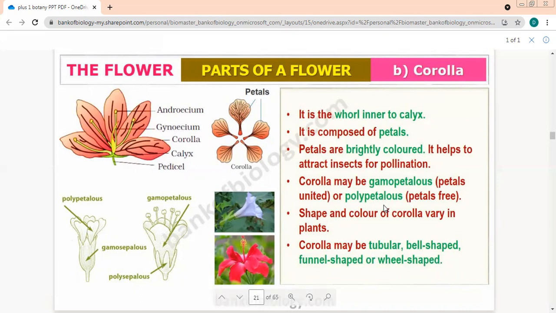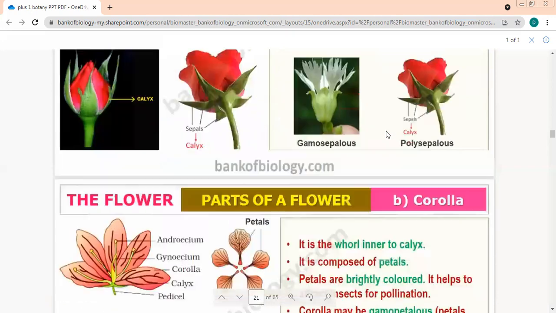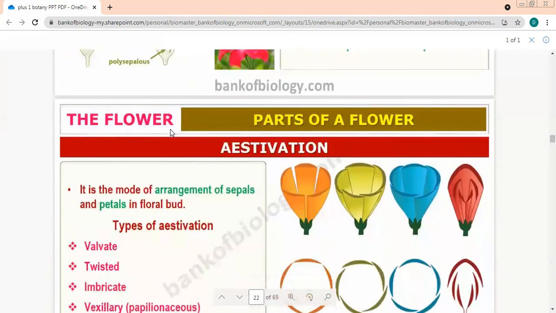Polypetalous, because we are talking about petals. There we were talking about sepals, so we use the words gamosepalous and polysepalous. Here we are talking about petals united, so we're going to call it gamopetalous. And what is this? Polypetalous. Petal related, so gamo; separate, poly means separate, many are visible, so it's going to be polypetalous. You know that the shape and the color of petals is different in different kinds of flowers.